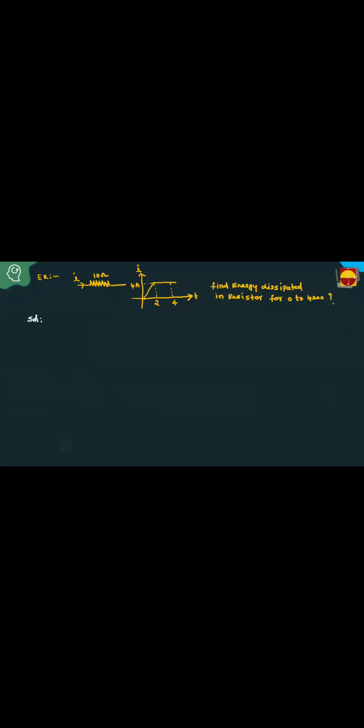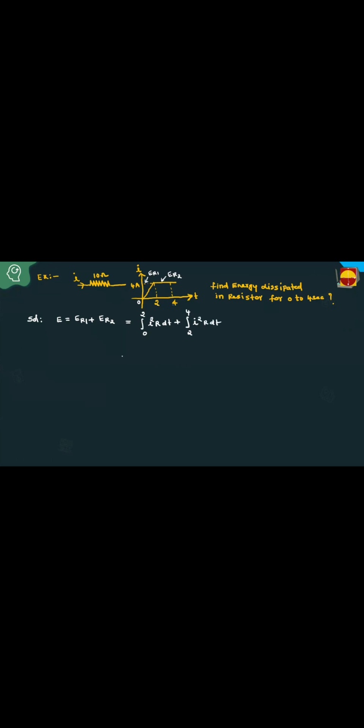Here, during this 0 to 2 seconds, let the energy dissipated by the resistor be ER1. Let for 2 to 4 seconds, the energy dissipated by the resistor be ER2. Then the total energy dissipated by the resistor is E equal to ER1 plus ER2. Then how to write the energy dissipated? This is equal to integral 0 to 2 of I square R dt plus integral 2 to 4 of I square R dt.